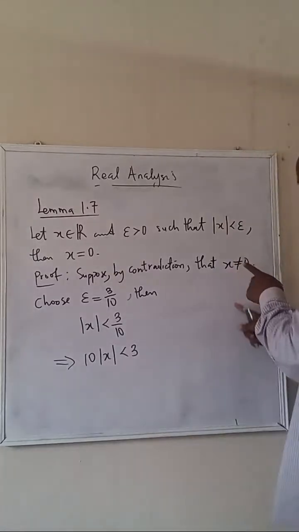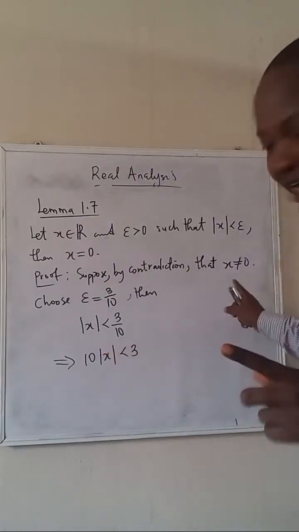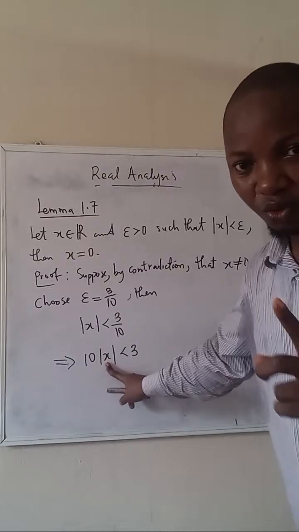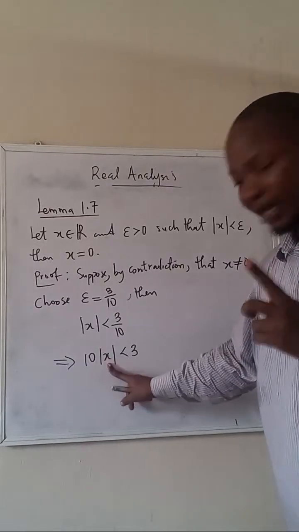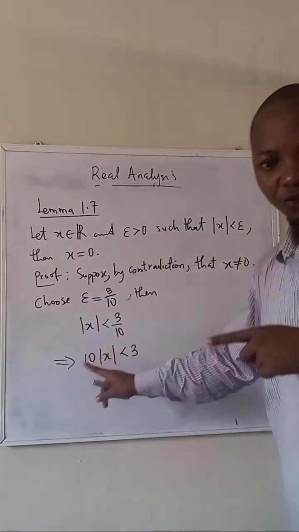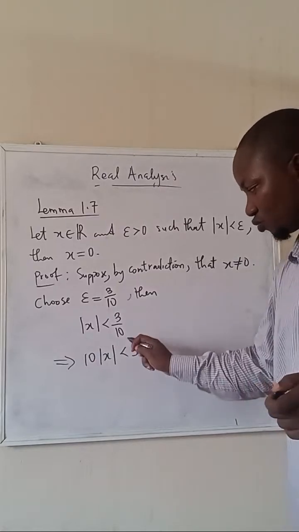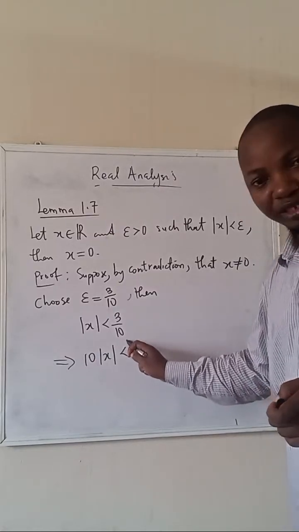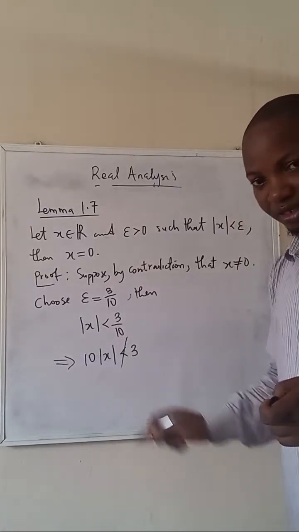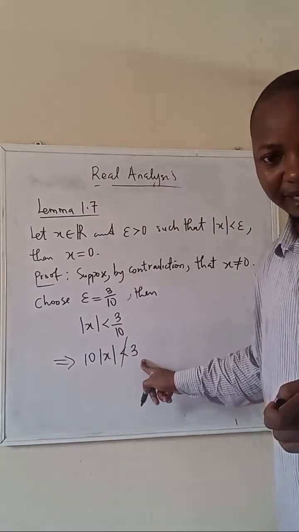Though we have said x is not 0. If x is not 0, assume x will be any number here. If you assume x will be any number, it will usually be a positive number. So 10 times a positive number less than 3? This is a no. I'm putting a dash on this. 10 times this can never be less than 3.